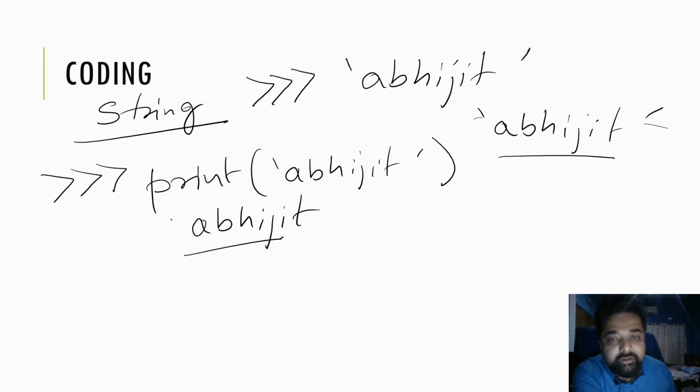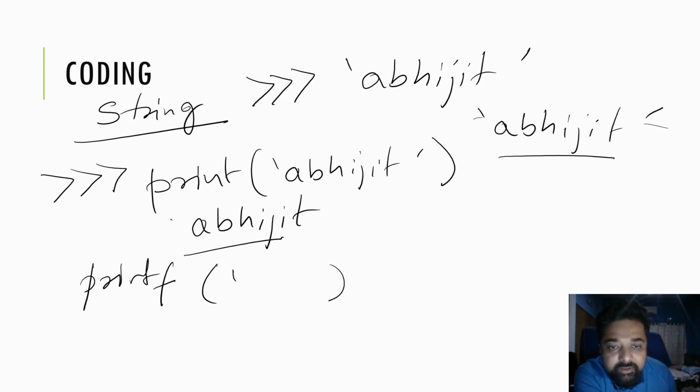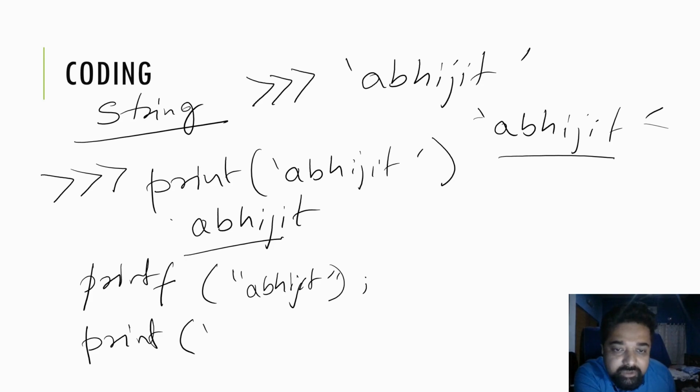And in C programming you need to write printf. Then within double quotes you have to write the name, backslash n, and semicolon. In the case of Python you have to write print, not printf. And within single quotes or double quotes you can write anything, no semicolon. This is the beauty of Python, less complicated.